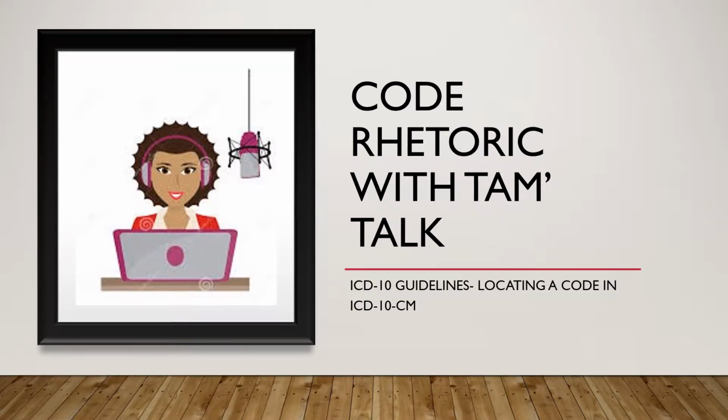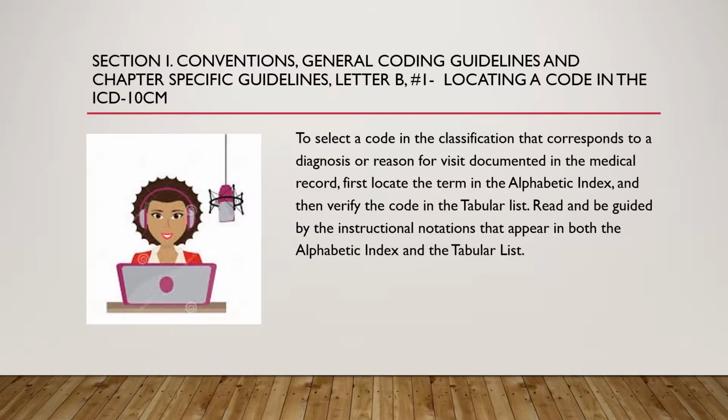In this segment, we will be discussing our ICD-10 guidelines, locating a code in the ICD-10 CM. Our guideline can be located in Section 1 under Conventions, General Coding Guidelines, and Chapter-Specific Guidelines, letter B, number 1. Locating a code in the ICD-10 CM.